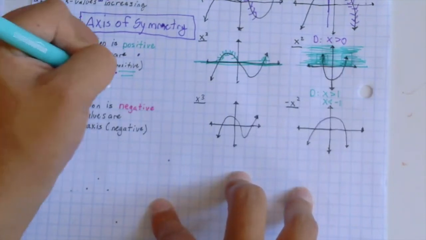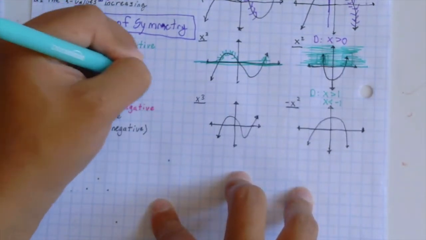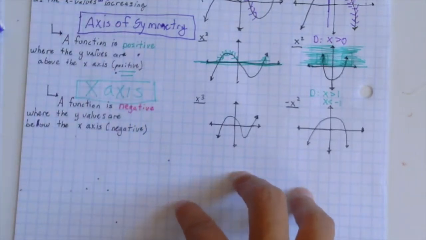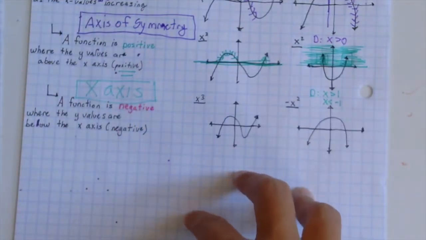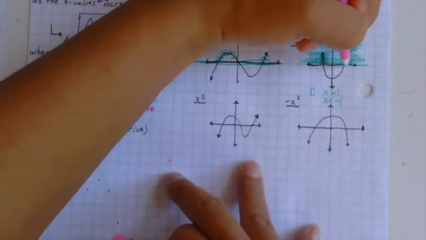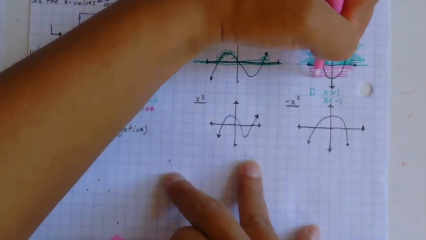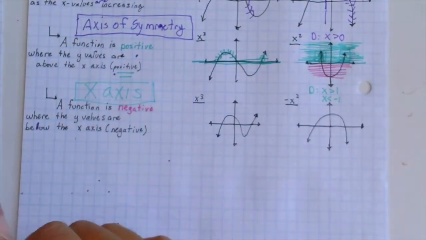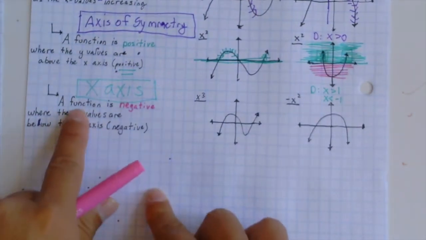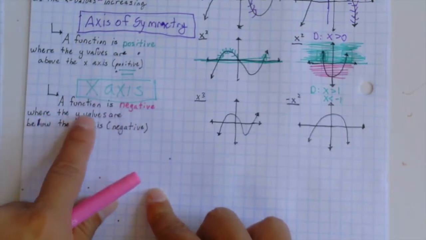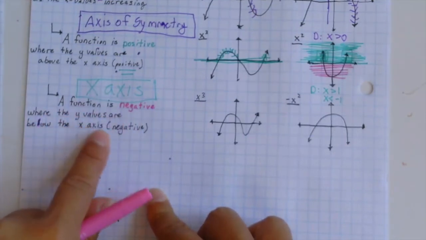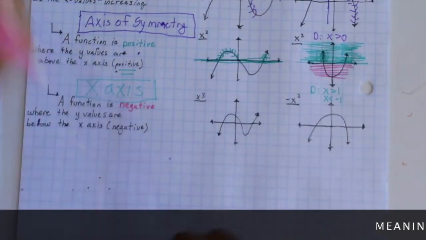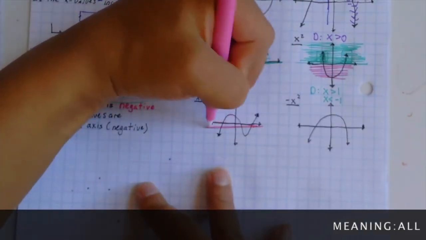If it helps, what you could do is shade in all the area above the x-axis to identify when it is positive. And where it is negative, you can use a separate color to describe when it is negative. Okay? So let's do that again. A function is negative where the y values are below the x-axis. So for this function, let's color that in.